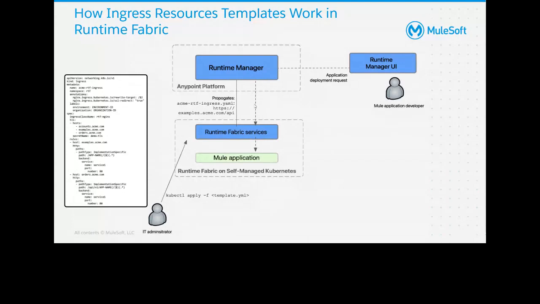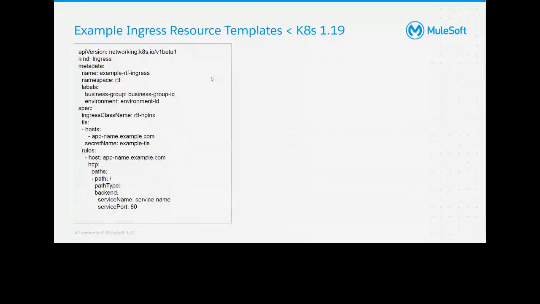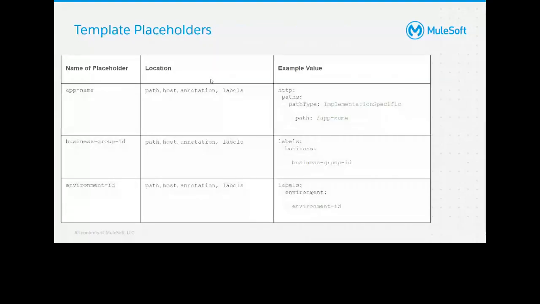So just some examples of Ingress resource templates, for your reference. And next slide, please. If you see in the templates, there were some placeholders, like I told you: business group ID, environment ID, app name. So the RTF agent will automatically replace your application name with the actual application name. When it creates the Ingress resource for the Mule application, it will automatically replace these placeholders with the actual values. So you don't have to worry about that as well.